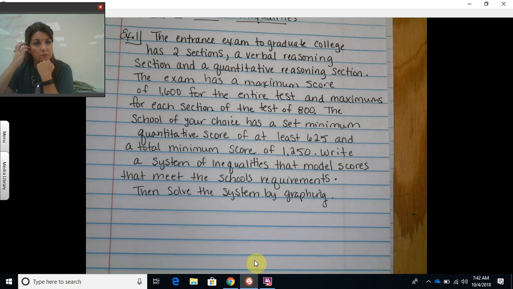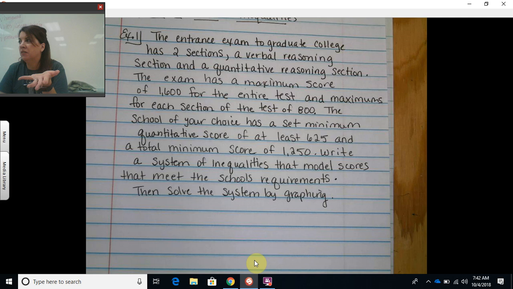Okay, so we're going to need some variables here. And of course we need to define them. What do you think we need variables for? The two sections of the test, right? Because you can get different scores. A different score on the quantitative reasoning section, and then the verbal reasoning section. Those scores are going to vary, so we need variables. Does one score depend on the other? In other words, do we have an independent variable here or a dependent variable?